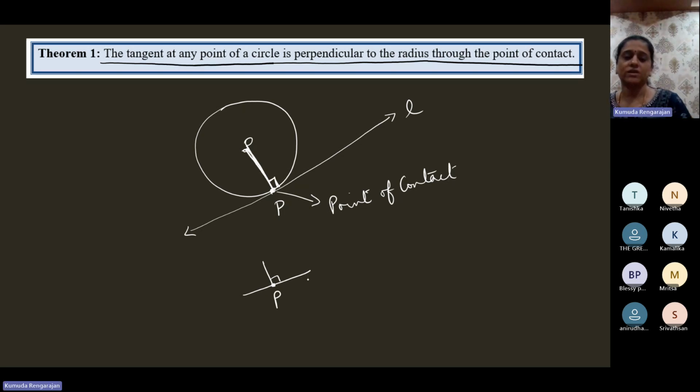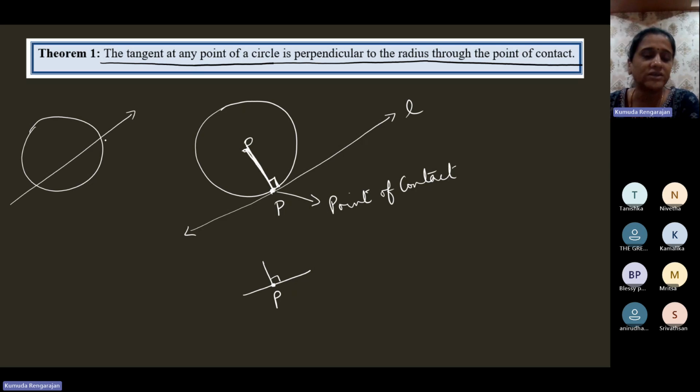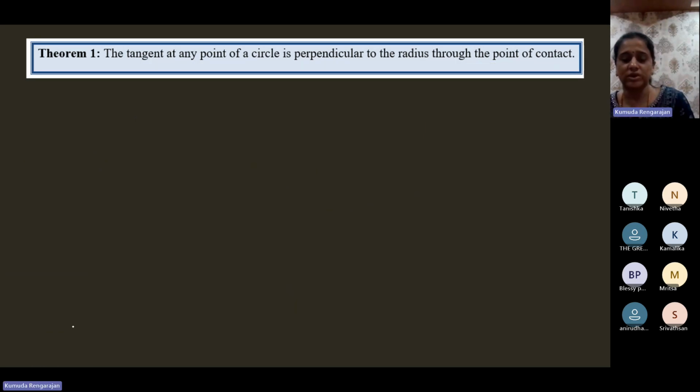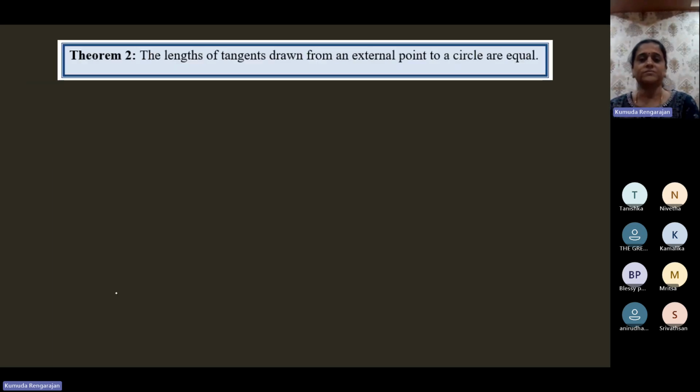We know a tangent is a line that touches a circle at exactly one point. A secant is a line that intersects a circle at two distinct points. Okay, so this is one theorem. We'll not see the proof of the theorem in the session today.